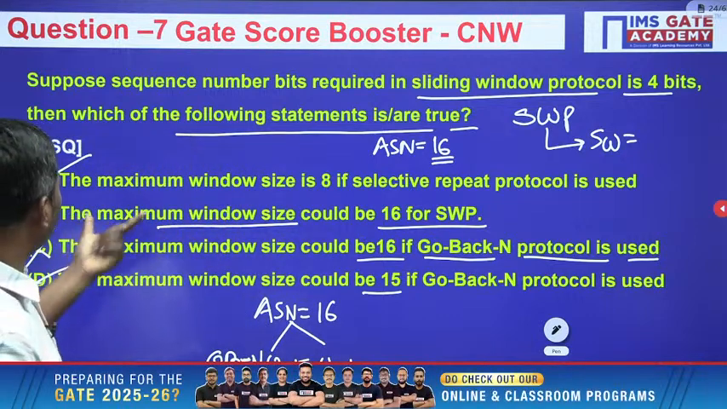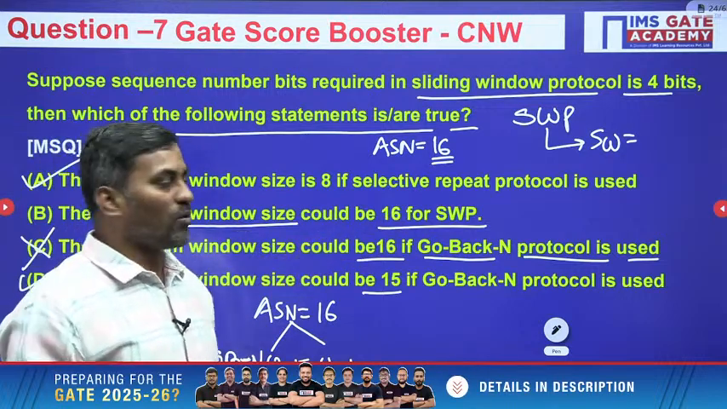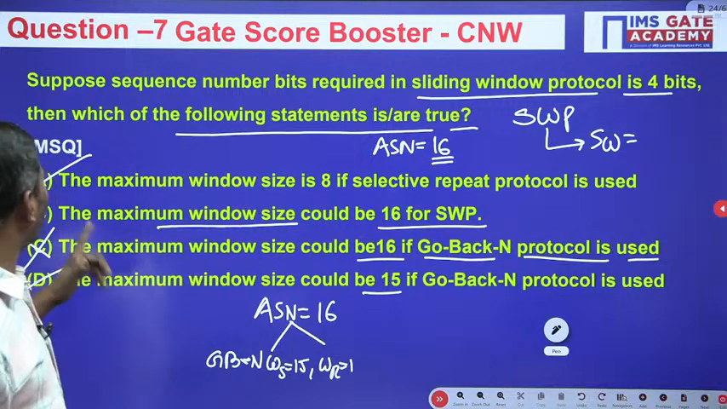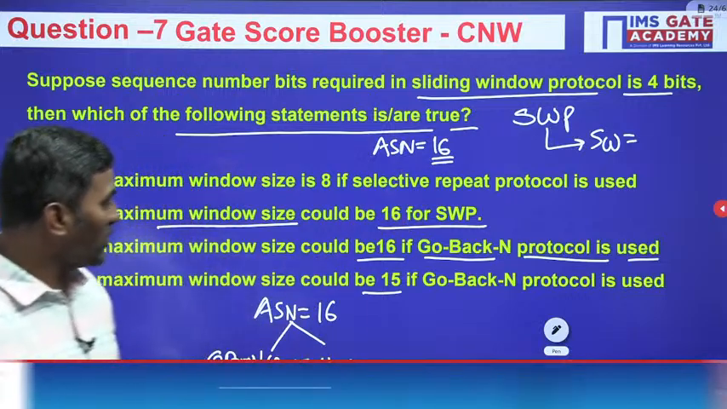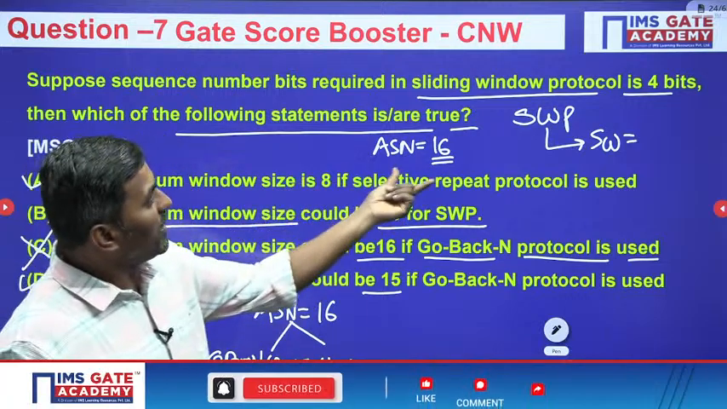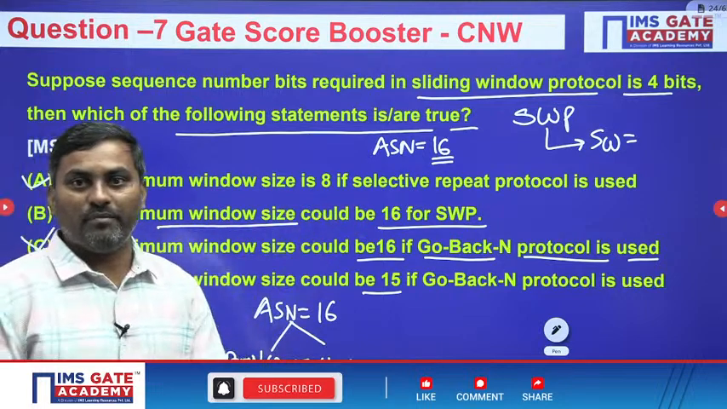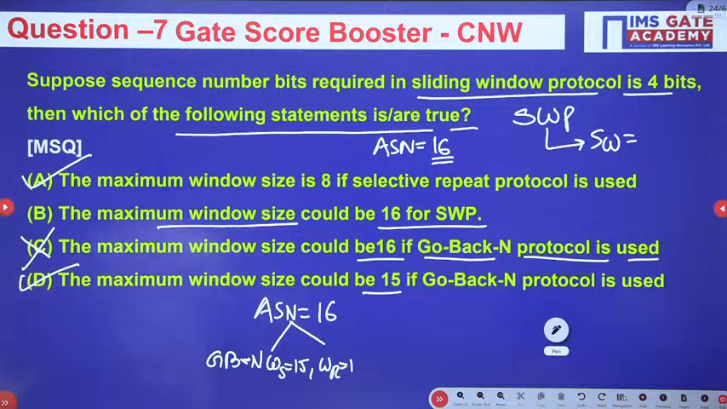Now think about option B: maximum window size could be 16 for sliding window protocol. D is true, C is wrong. Maximum window size is 8 if selective repeat protocol is used: 0 to 7 for the sender and also 0 to 7 for the receiver. Now what about option B? Is it true or false?